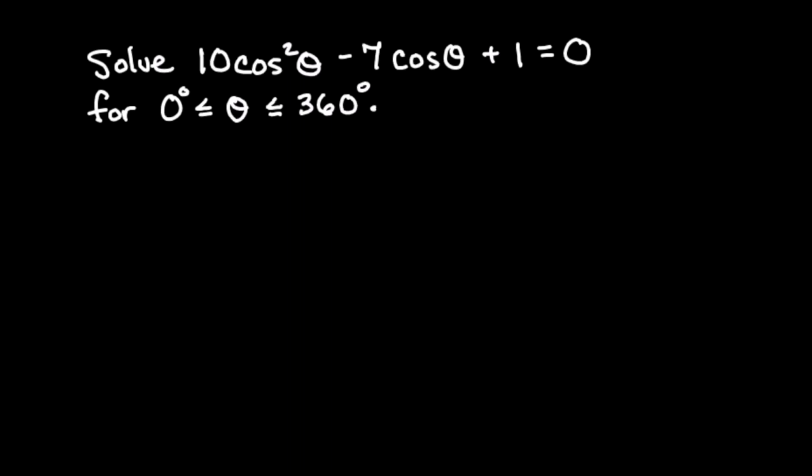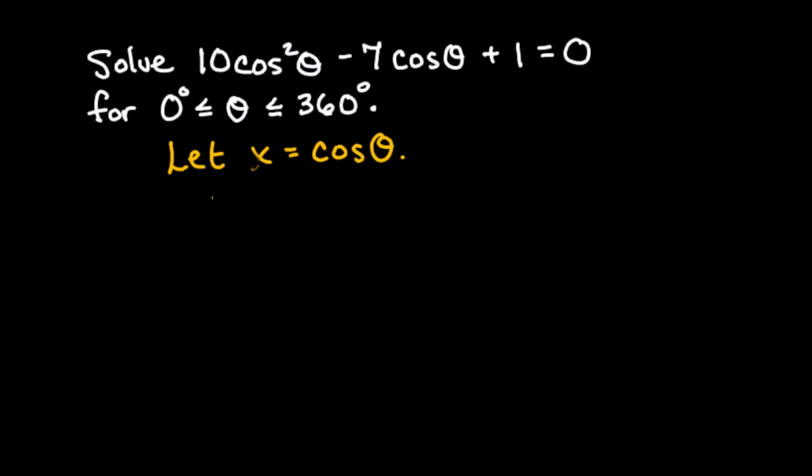In this video, our goal is to solve 10 cosine squared theta minus 7 cosine theta plus 1 equals 0 for theta between 0 and 360 degrees. The first thing to notice is that this equation is quadratic because cosine is being squared. So what we're going to do to get started is to make a substitution. Let's let x be equal to cosine of theta.